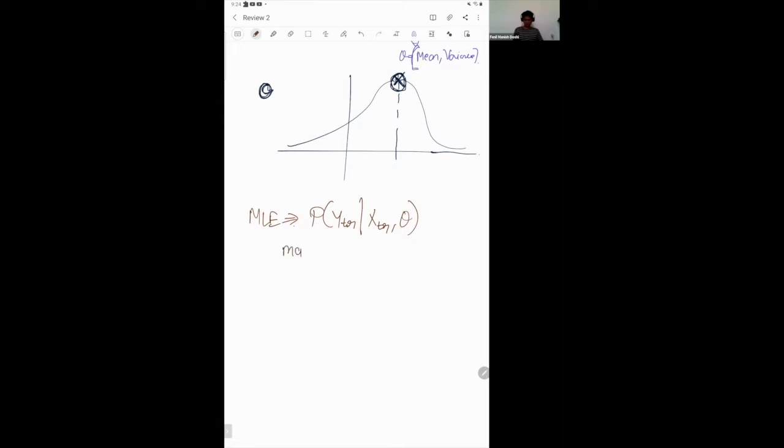So to max over theta of this one. This theta hat would be your MLE estimate. This would be your likelihood of seeing your data points.